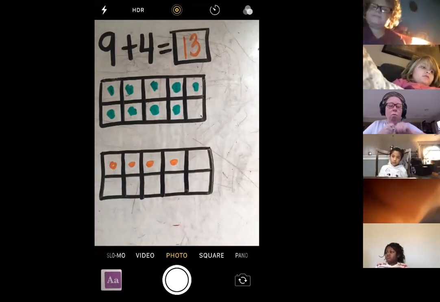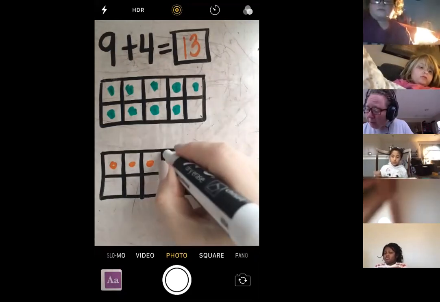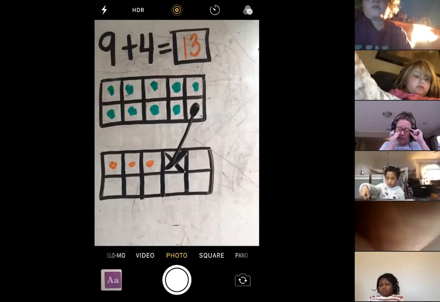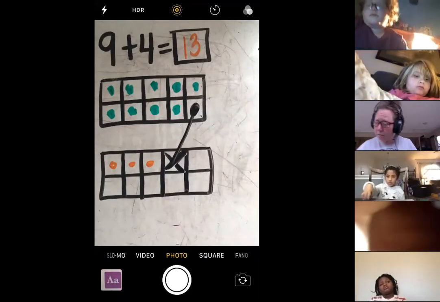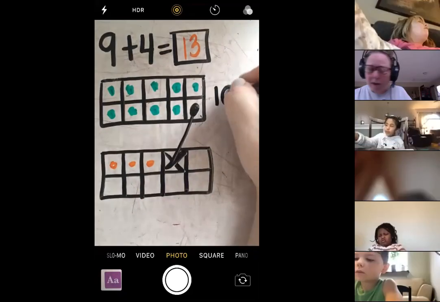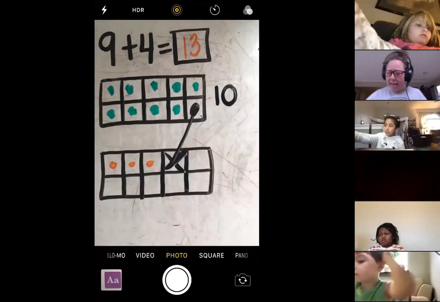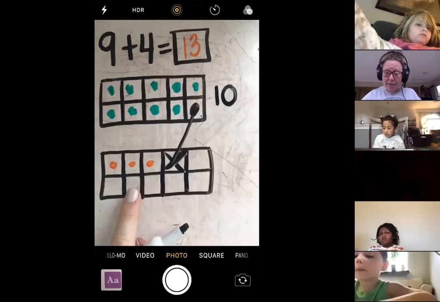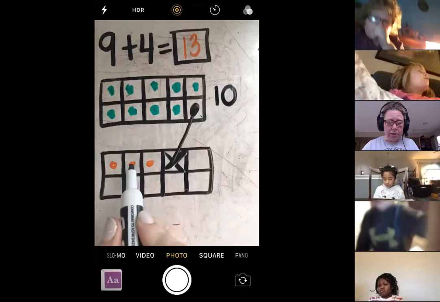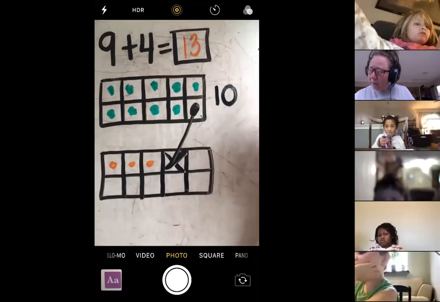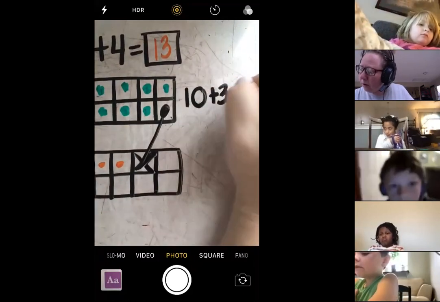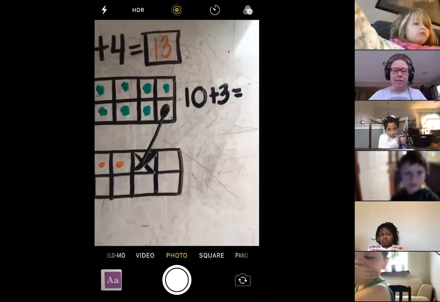So I'm going to take 1 from the bottom and move it up to the top. Did I make 10? Yeah, because it's filled up, and we know when a 10 frame is filled that it is 10. Now, how many do I have left? Let's count. 1, 2, 3. Three. So I've got 3 more.